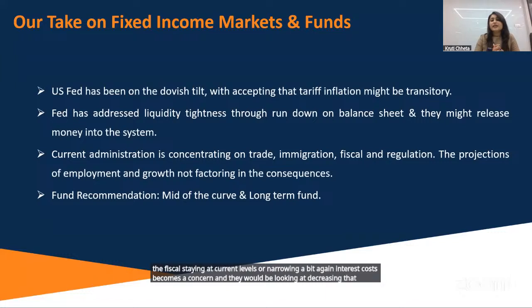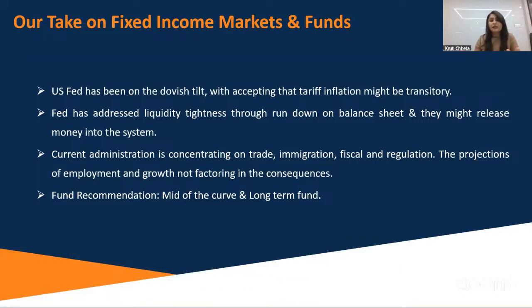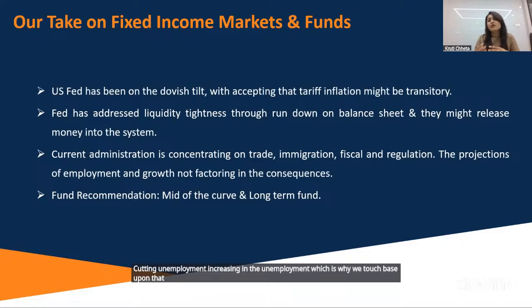Second, there is a lot of focus on immigration also, and because of fiscal cutting there have been some measures taken by DOGE, who want to cut a number of government employees. So this leads to an increase in unemployment, which is why we touched upon the fact that the unemployment rate has not moved much. It has only moved up by 10 basis points, which seems to be an undershoot in the projection, and this could be revised up.